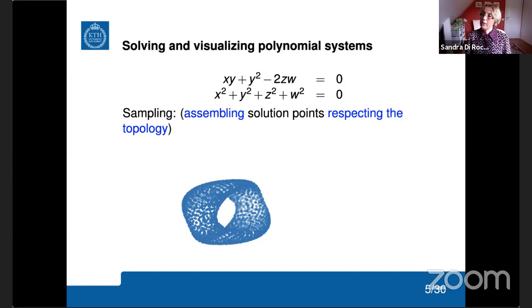Here there are two aspects of the problem which are both very important for solving it. The first one is sampling. Sampling means choosing points. How can we effectively choose points on a given variety? The other problem is to choose points in a way so that I have a guaranteed recovery of the original topology.